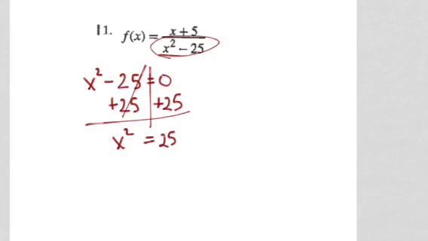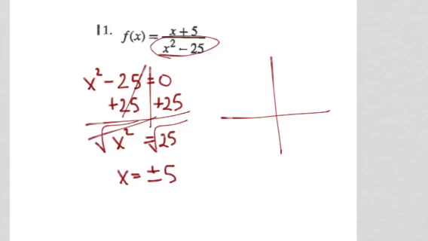And then, of course, to get rid of a square root, an exponent too, we use square root. So I square root both sides. And remember, square roots have two answers, plus or minus 5, which means this one actually has two vertical asymptotes. One over here at positive 5, and one over here at negative 5.